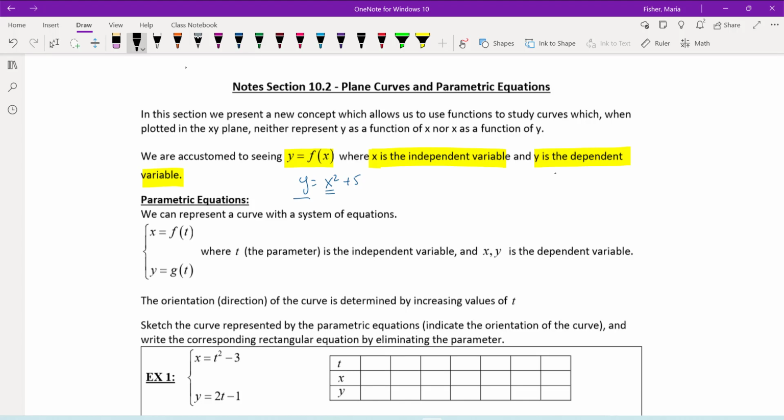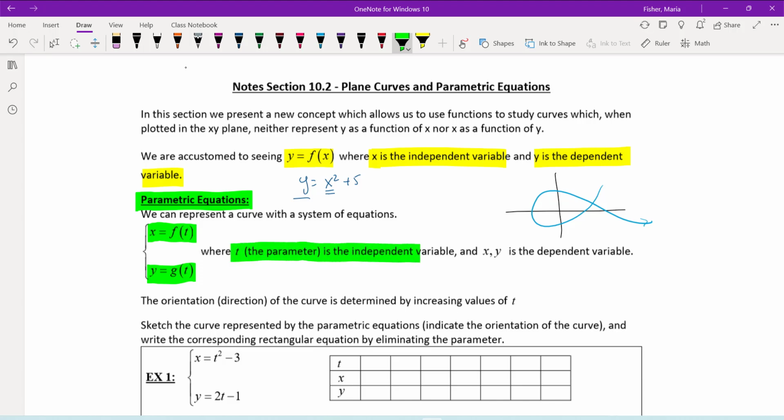But if we were to try to talk about this curve, notice that this curve here is neither a function of y nor a function of x. So to talk about a curve like this, we use what's known as parametric equations. Parametric equations can represent a curve like this in the xy plane, where we let x equal f of t, some function of t, and y equal g of t, some function of t, and that makes t, or that parameter, the independent variable, and then x and y become the dependent variables.